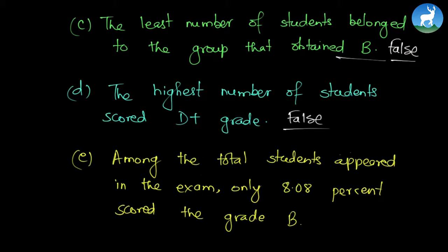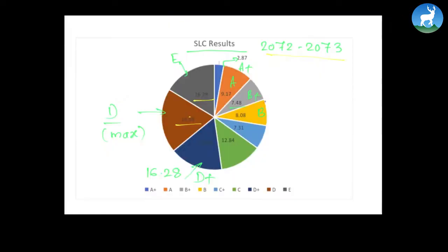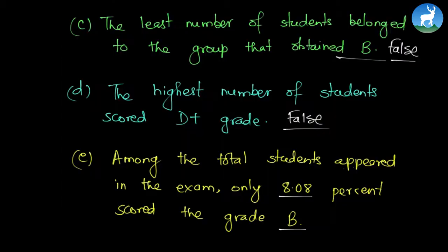Among the total students appeared in the exam, only 8.08% scored the grade B. Now is this a correct statement? Let us now go back once again to the pie chart, and that is this. Did 8.08% score B? Yes, they did. 8.08% scored B, which is a correct statement finally. Now this turned out to be a true statement. Out of all the false statements, we had one true statement.